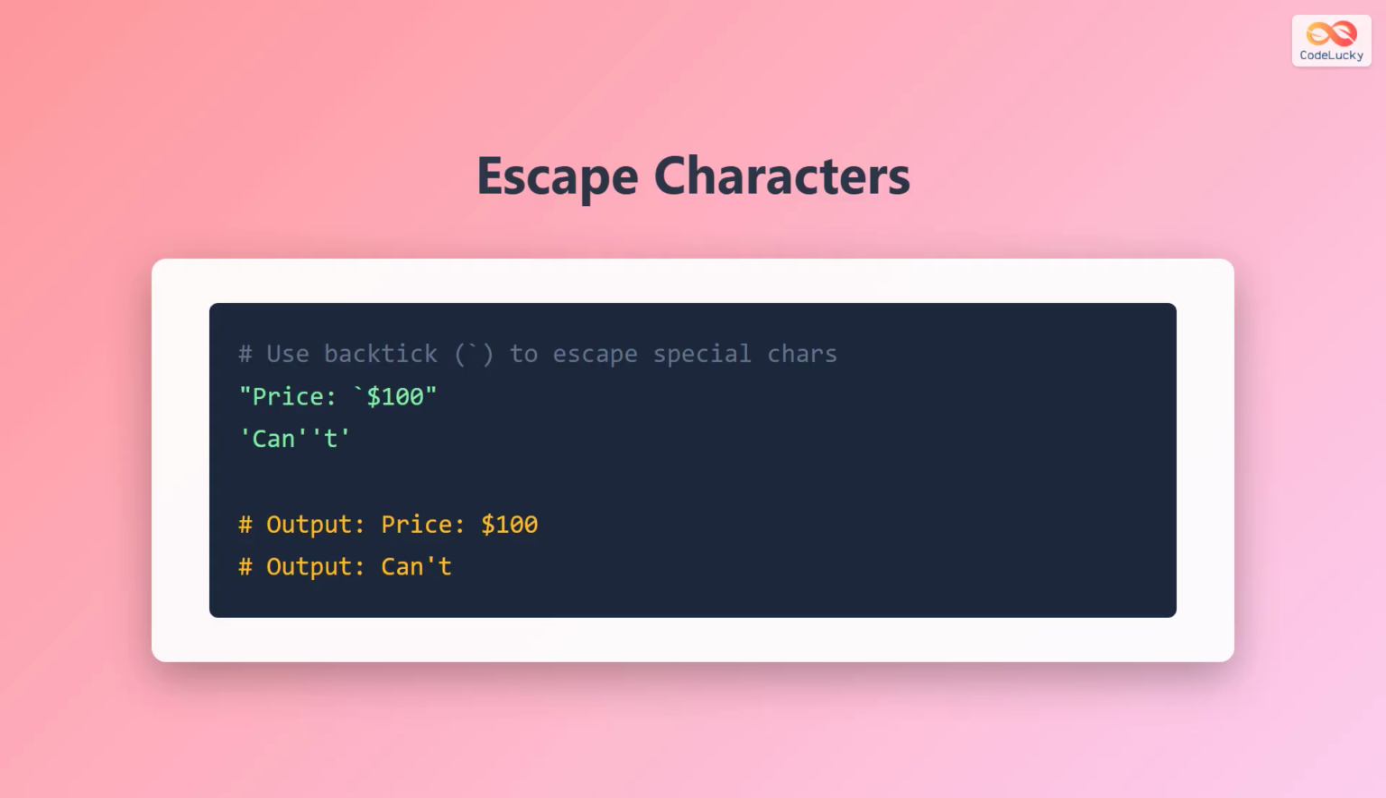Sometimes you need to include special characters in your strings, like an actual $ symbol or a quote mark. This is where escape characters come in. In double-quoted strings, you use the backtick character to escape special characters. For example, if you want to display price $100, you write backtick $ to tell PowerShell this is a literal $, not a variable. In single-quoted strings, you can include a single quote by typing it twice. To write the word don't, you type single quote, don, two single quotes, t, single quote. The output correctly shows don't.